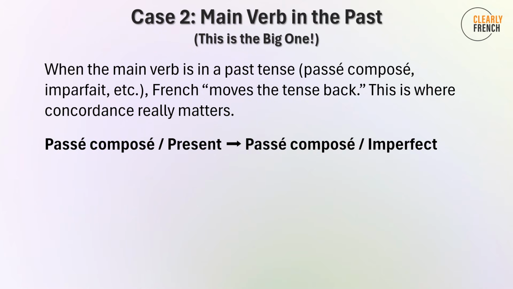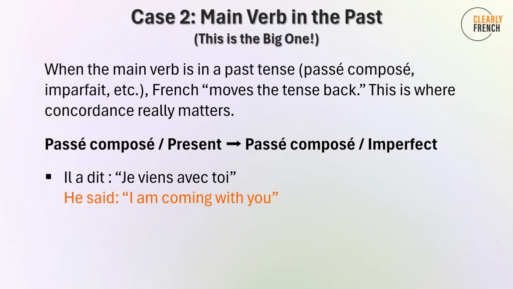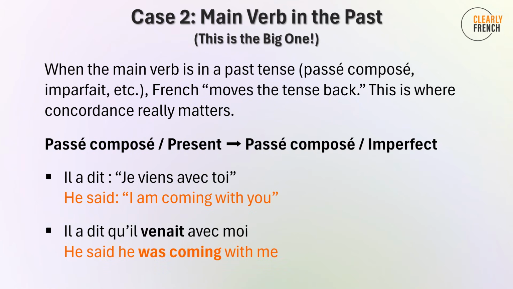So if you've got the structure passé composé present, you'll end up with passé composé imperfect. Il a dit, je viens avec toi. He said, I'm coming with you. You see how you've got passé composé, il a dit, present, je viens. Il a dit qu'il venait avec moi. He said he was coming with me. So in reported speech, we have still passé composé, but then we've moved back to the imperfect.